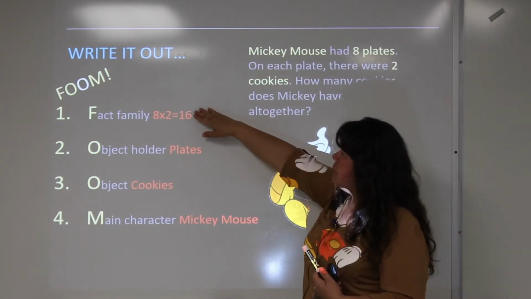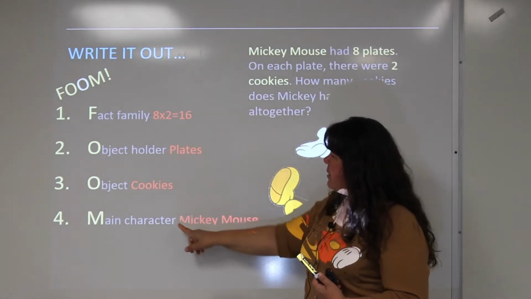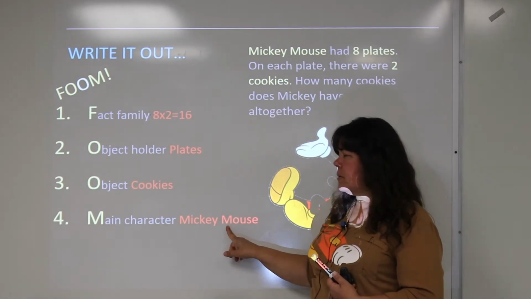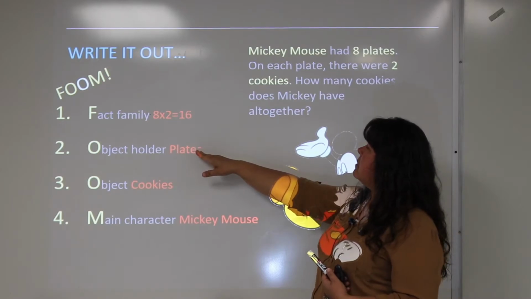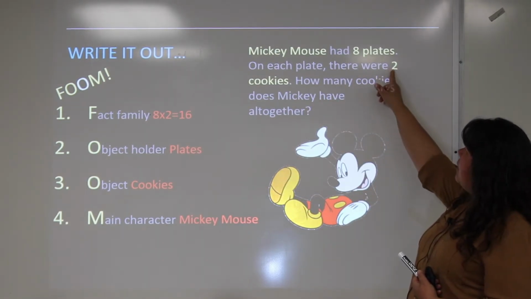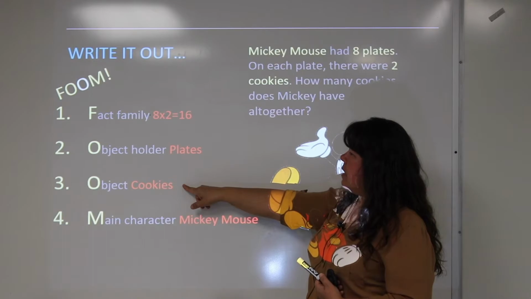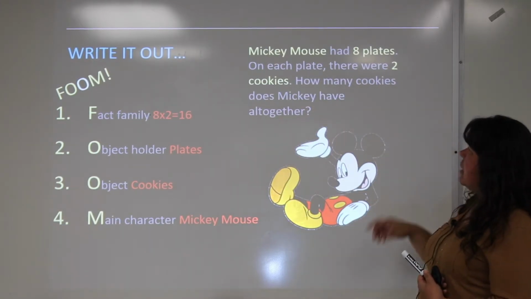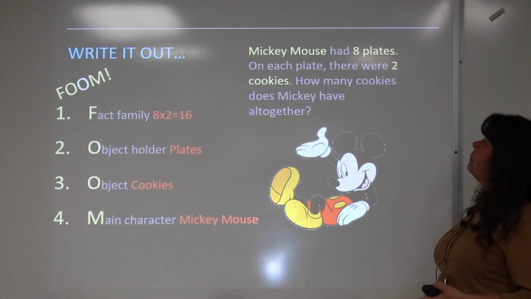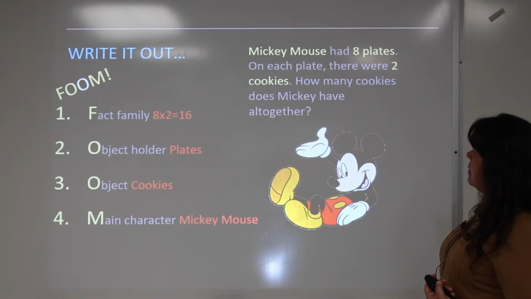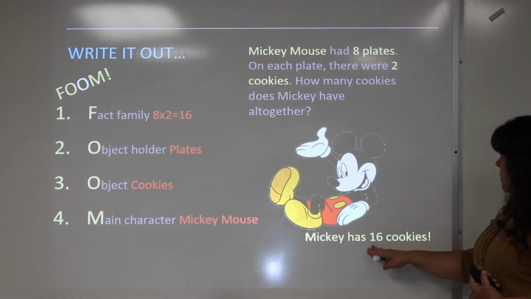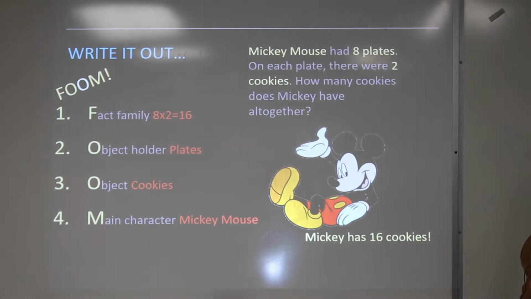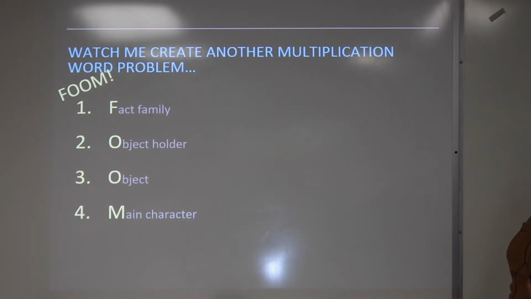So I have this fact family. I have my main character. So even though this is our last thing we do, we want to start with that. Mickey Mouse has, and we talk about the plates. And on the plates, he has the cookies, the object. And then we ask the question, how many cookies does he have all together? So all together, Mickey Mouse has 16. Mickey Mouse has 16 cookies. Yay, Mickey.